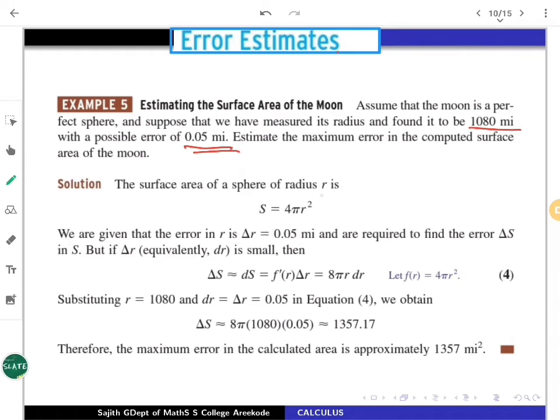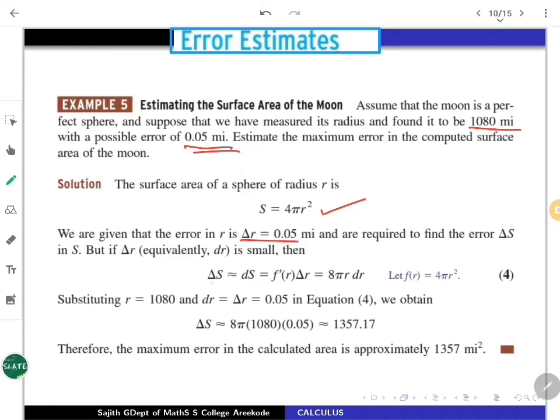So once again, with r, our formula will look like S equals 4 pi r square. Now in measuring r, we have made some error. So take delta r as 0.05, and that error will give you a corresponding delta S. So delta r is dr in this situation. It is very small.